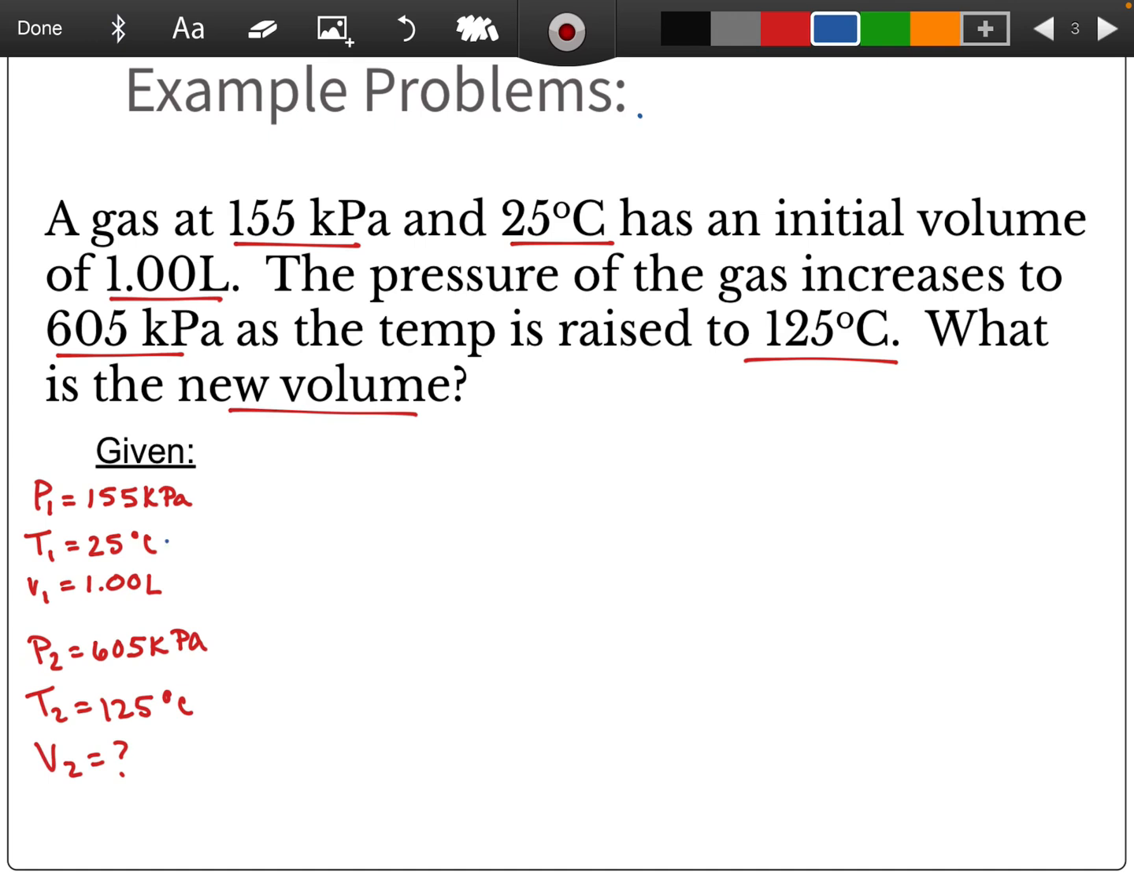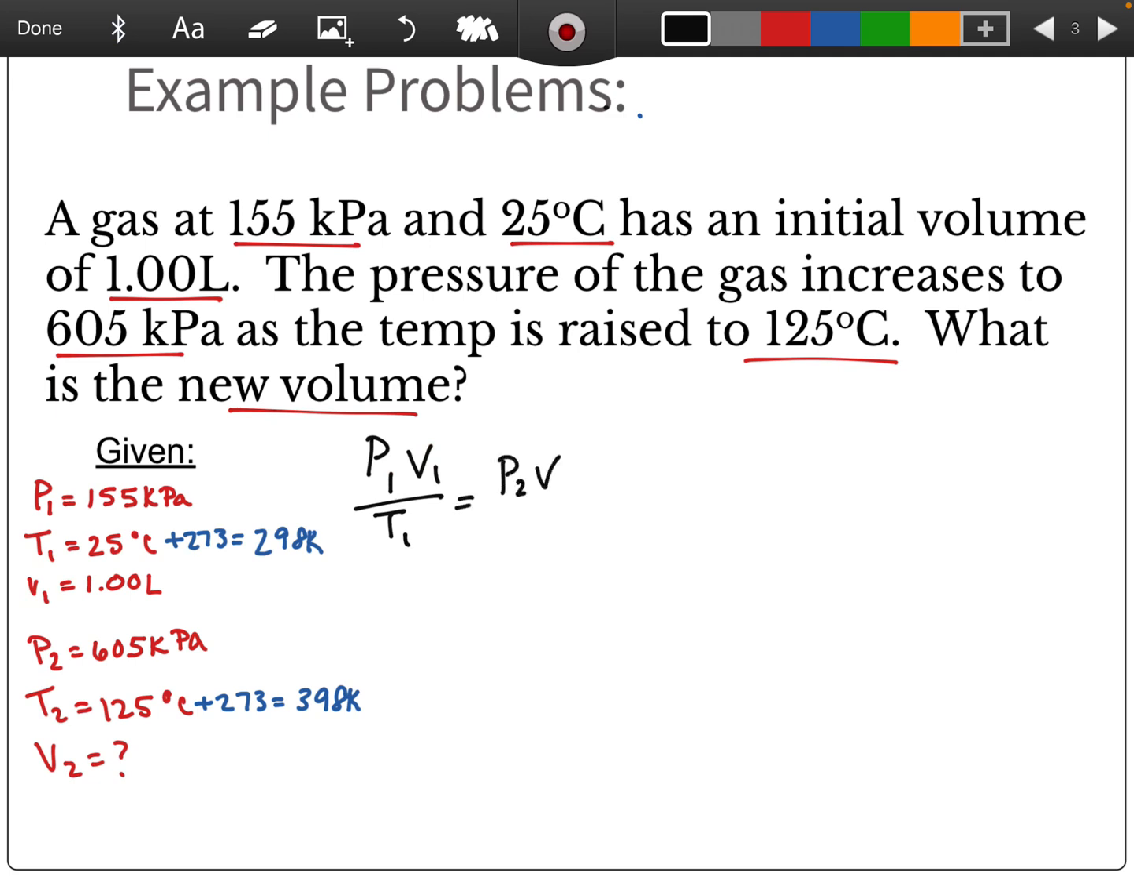Before we plug in any numbers, we know temperature has to be in Kelvin. So if we add 273, we'd end up with an initial temperature of 298 Kelvin, and a final temperature of 398 Kelvin. You can do that right away if you want to, so you don't forget. And then our equation is P1 times V1 over T1 is equal to P2 times V2 over T2. Then we're just going to plug in our numbers and solve.